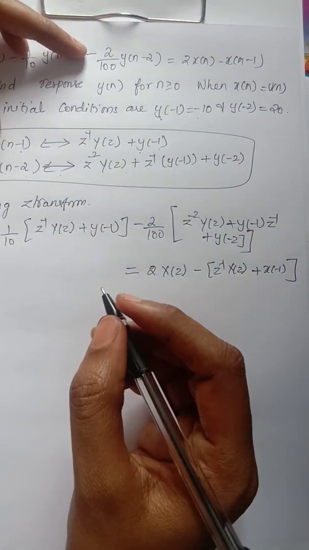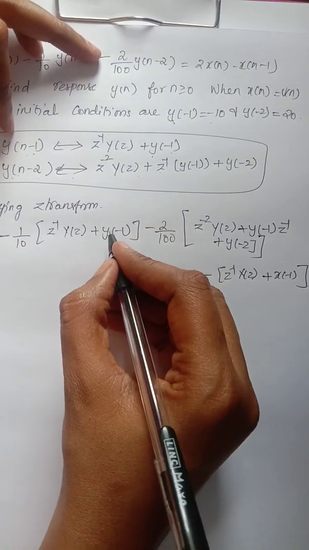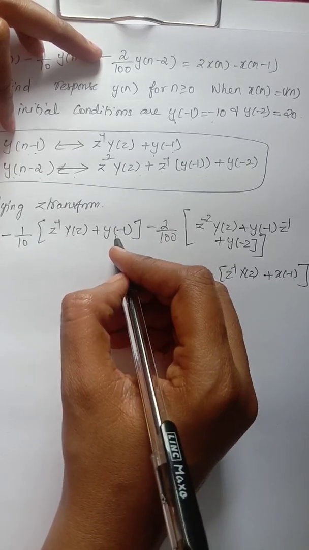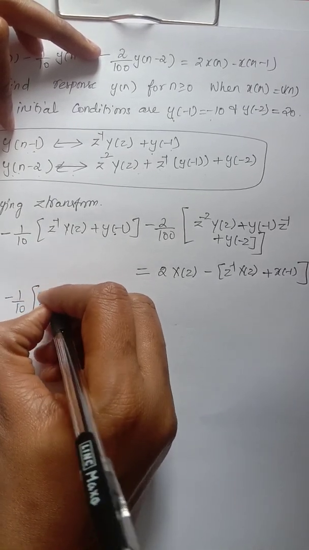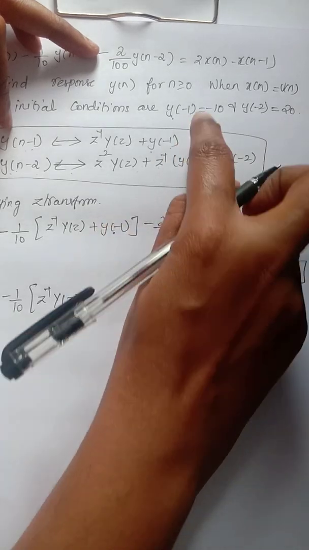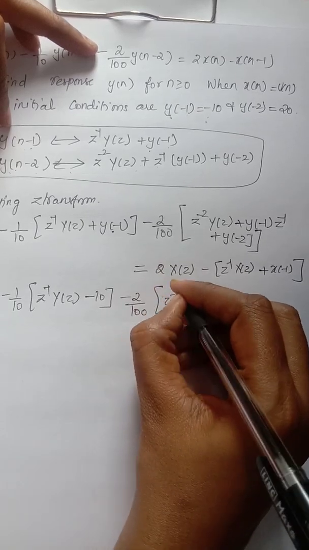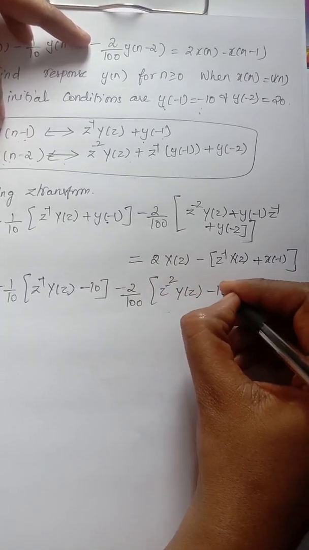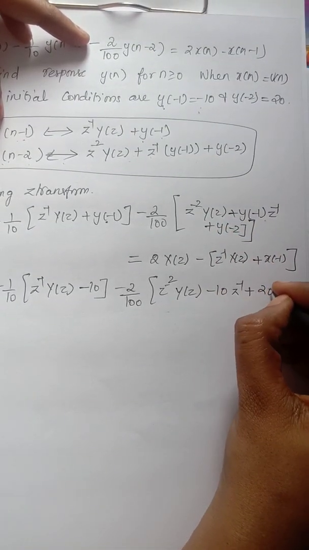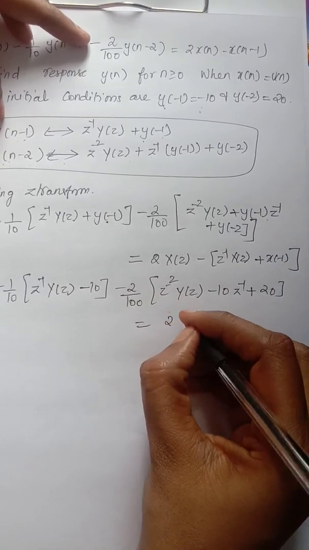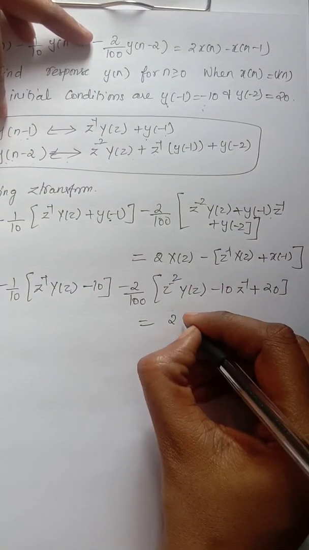Okay, so before simplifying, you need to substitute all these values. So y of z minus 1 by 10 z inverse y of z, y of minus 1 value is minus 10, so minus 10, minus 2 by 100 z power minus 2 y of z minus y of minus 1 z inverse, here it is 20, so plus 20, which is equal to, similarly on this side, 2 into x of z.